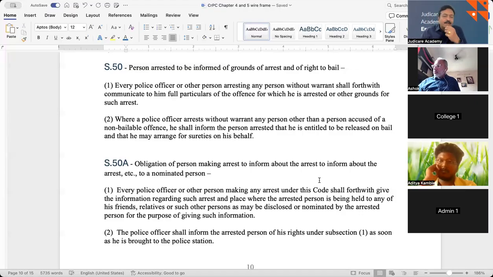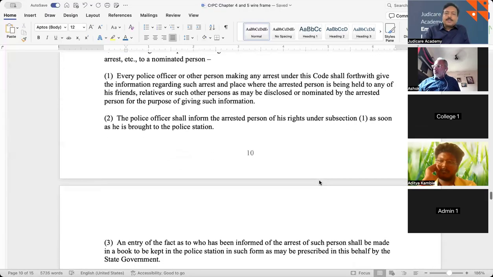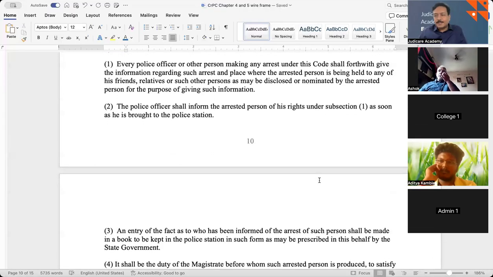So 50A: every police officer or other person making an arrest, other person here being some other magistrate, under this Code shall forthwith give the information regarding such arrest and the place where the arrested person is being held to any of his friends, relatives, or such other person as he may disclose or nominate for the purpose of giving such information. So if you have picked up the person from in between the family or friends, you need not do that. But in case it has been done in isolation, you are supposed to do that.